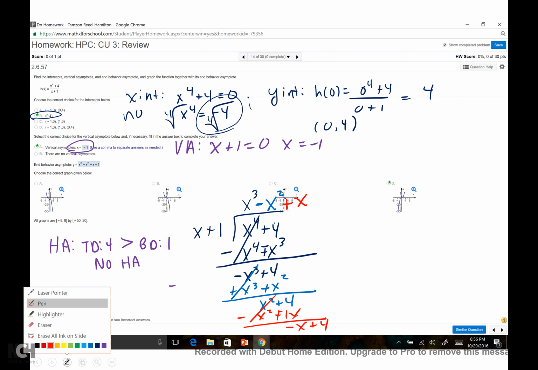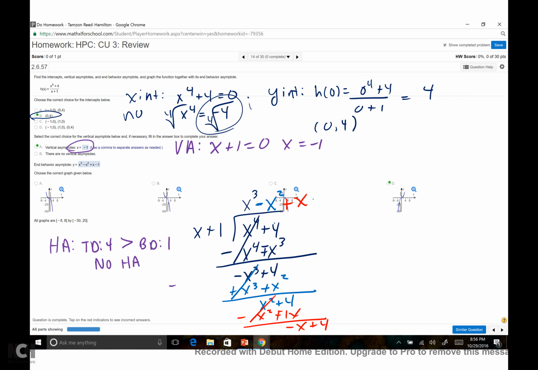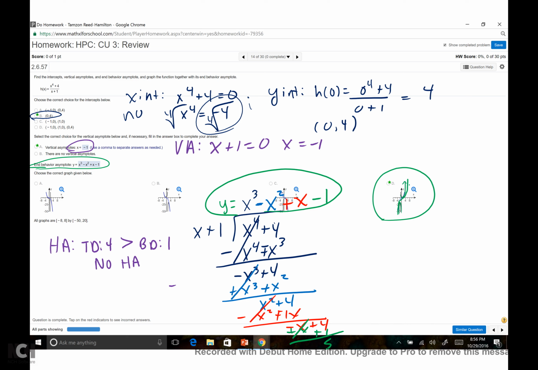Divide again. Negative x divided by x is negative 1. That's negative x minus 1. Draw the line, change the signs, the x's cancel, and I get a remainder of 5, which I don't care about. This is going to be my end behavior asymptote. This is where they got that. And if you type it in the graphing calculator, there's your function. You can see that the blue is the end behavior asymptote. Those parabola thingies, you can tell they're following that asymptote.